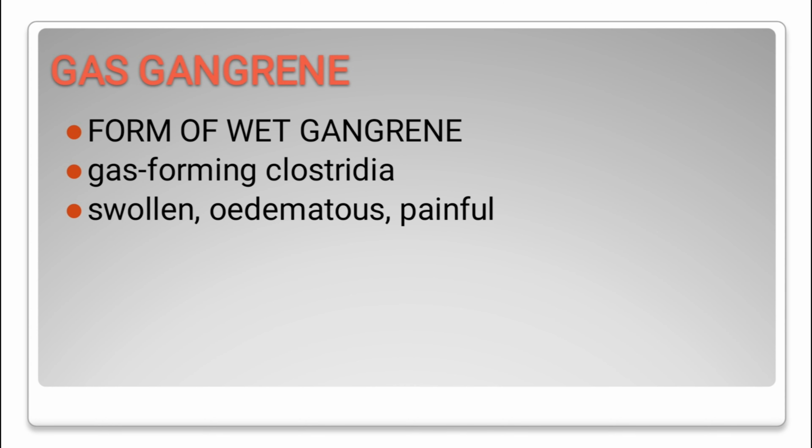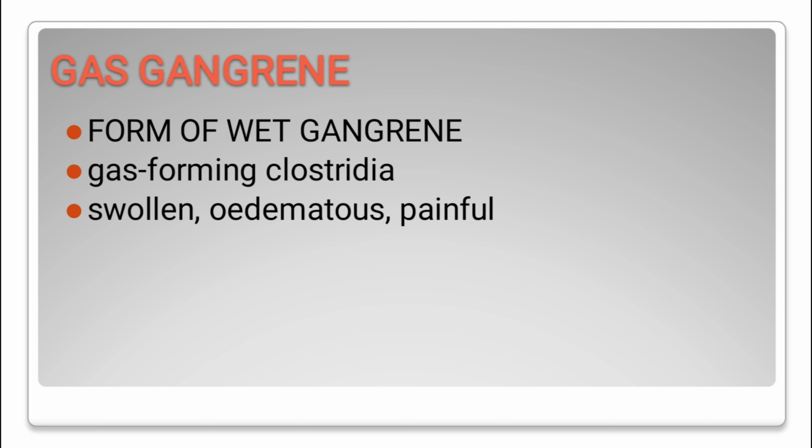Next, let's see about gas gangrene. It is a special form of wet gangrene caused by gas forming Clostridia. It is a gram-positive anaerobic bacteria. It gains entry into the tissue through open contaminated wounds, especially in the muscles, or as a complication of an operation on the colon, which normally contains Clostridia.